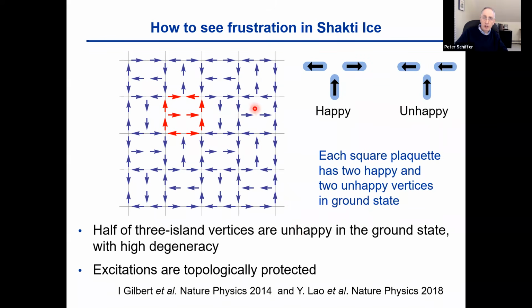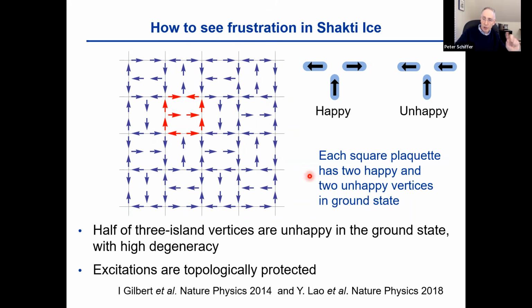In Shakti, you have a fraction of the 3 island vertices, in fact, half of the 3 island vertices happy and half of them unhappy. On each square plaquette, you're going to end up with 2 of the 3 island vertices. You have 4 3 island vertices on each square, so basically 1 on each side, and 2 of them, in this case the bottom and the top, are happy, and 2, in this case the ones on the sides, are unhappy.